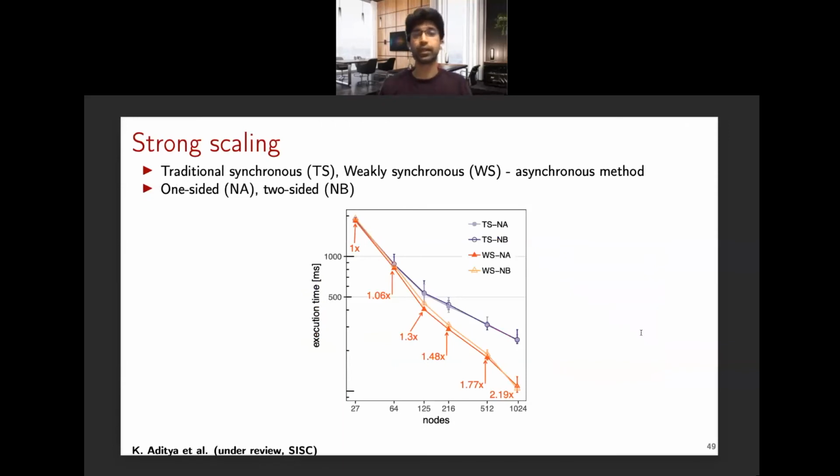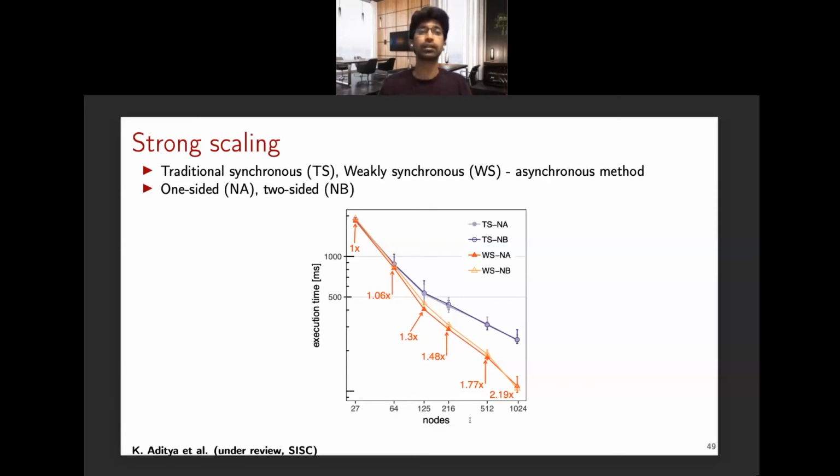So to look finally at the strong scaling graph, where you take a particular problem, in this particular case the 120 cube problem, and increase the number of processors. The light and dark purple ones were done using the traditional synchronous algorithm. The red and the yellow ones are done using the weakly synchronous or the asynchronous algorithm. We have used two different communication models. The first one is NA, which is a one-sided communication model. The second one is NB, or non-blocking, which is a two-sided MPI I send I receive communication model.